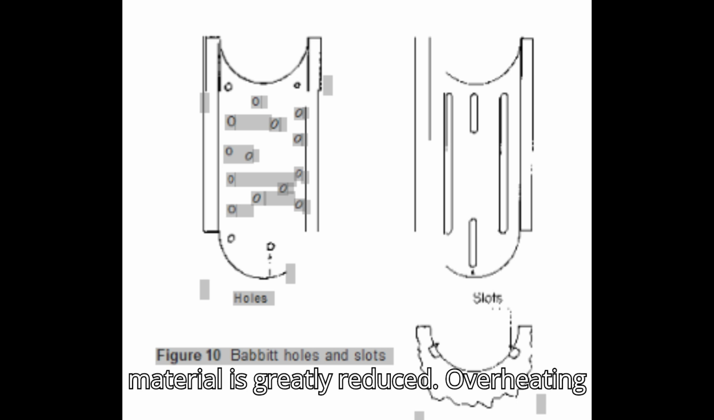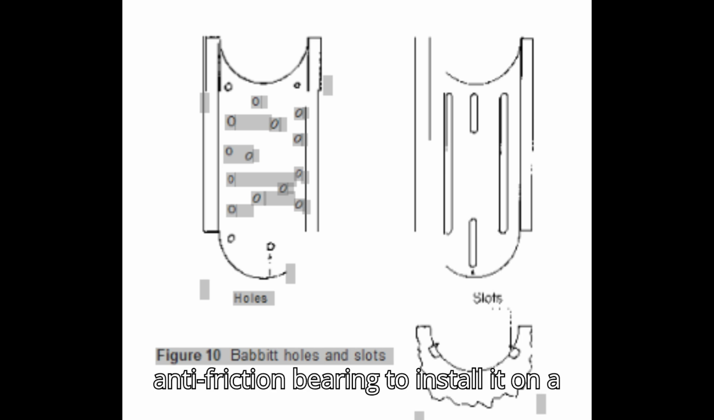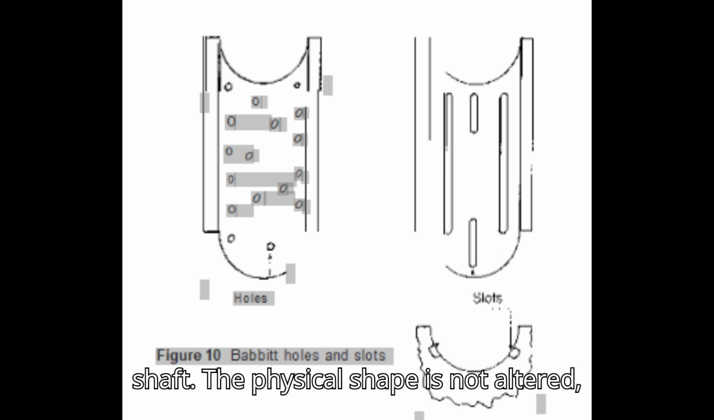Do not overheat the Babbitt. If Babbitt is overheated, the service life of the material is greatly reduced. Overheating Babbitt is equivalent to overheating an anti-friction bearing to install it on a shaft. The physical shape is not altered, but the normal service life is reduced.